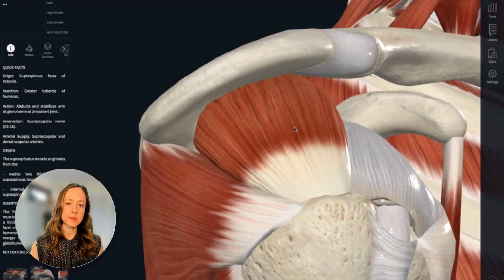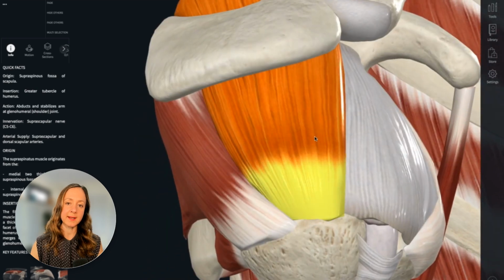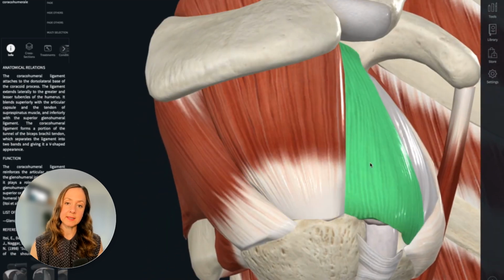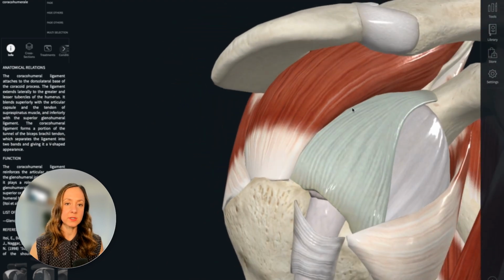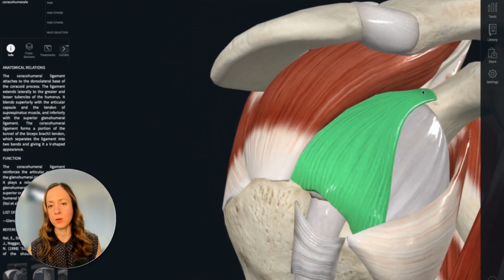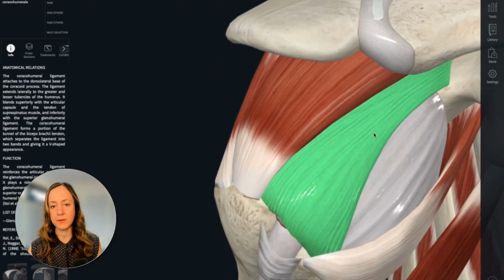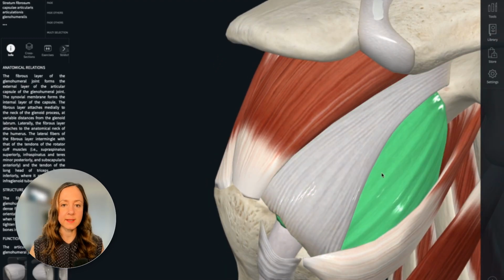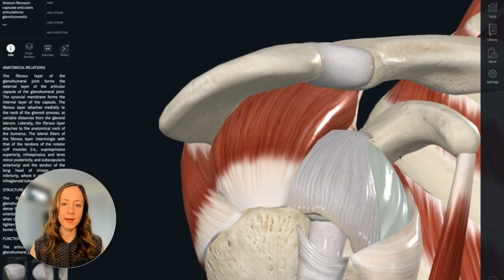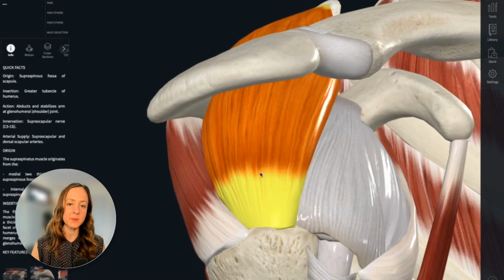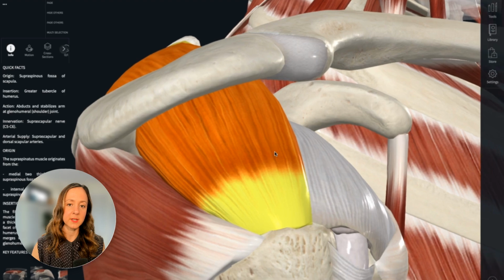All of this, the structure here, supraspinatus especially, and the articular cartilage, coracohumeral, I believe, and this joint capsule, all of that is very vulnerable, and especially the supraspinatus.